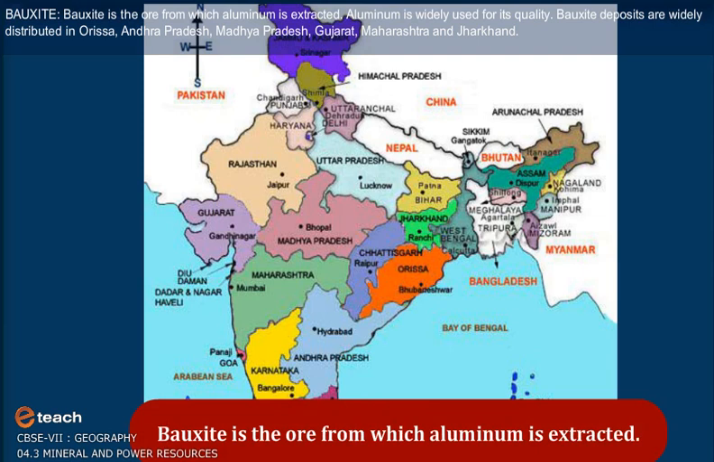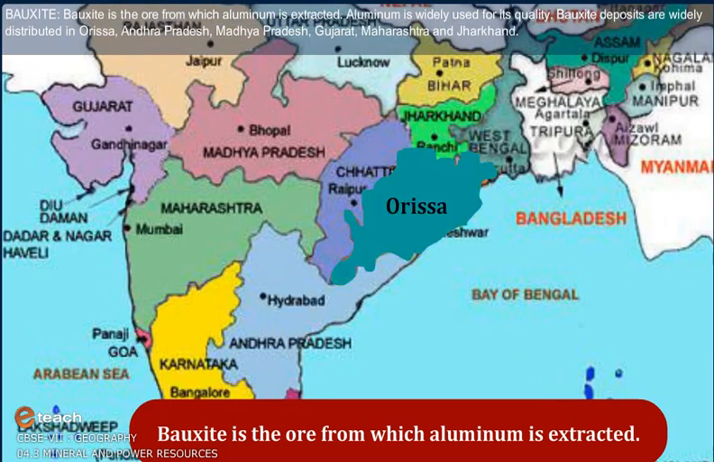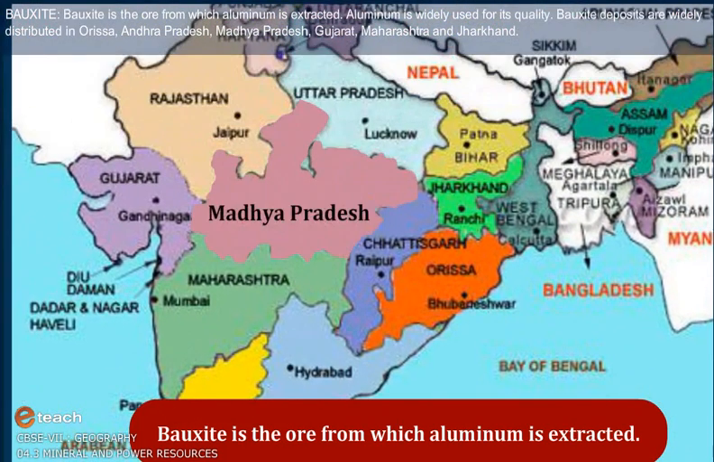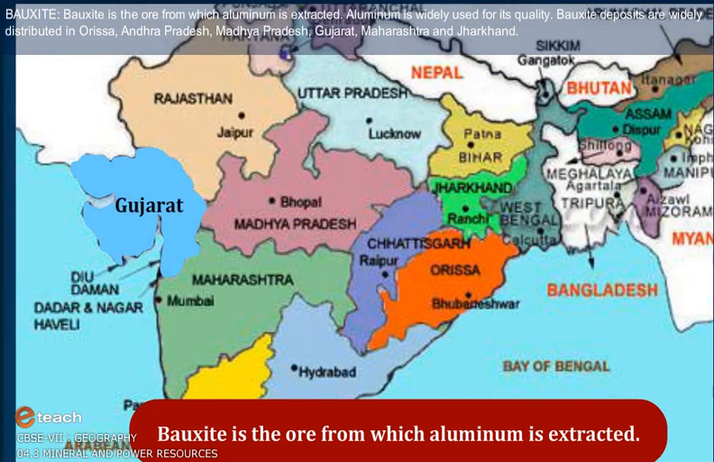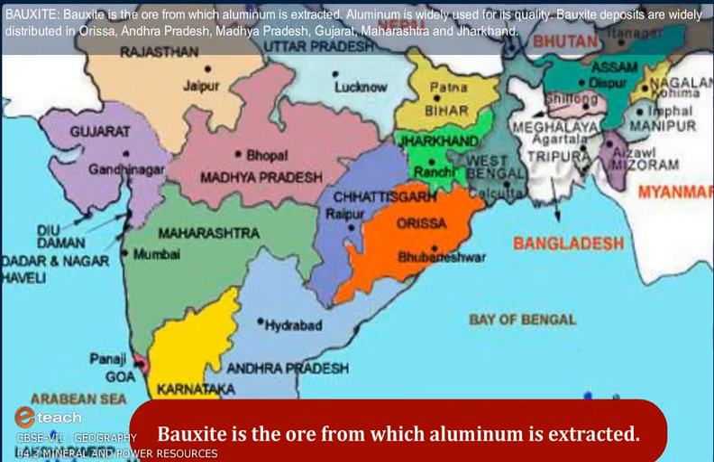Bauxite. Bauxite is the ore from which aluminium is extracted. Aluminium is widely used for its quality. Bauxite deposits are widely distributed in Orissa, Andhra Pradesh, Madhya Pradesh, Gujarat, Maharashtra and Jharkhand.